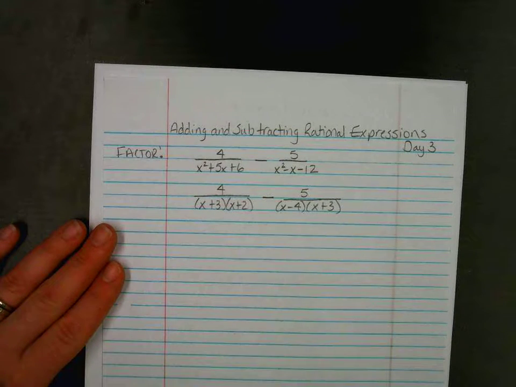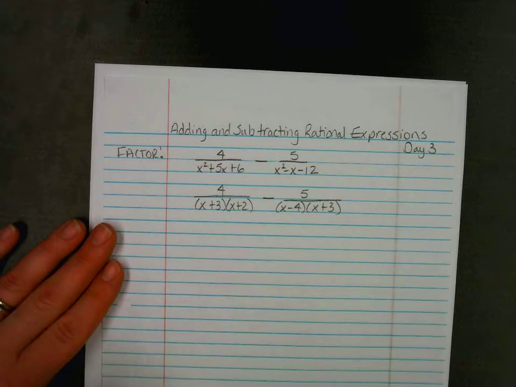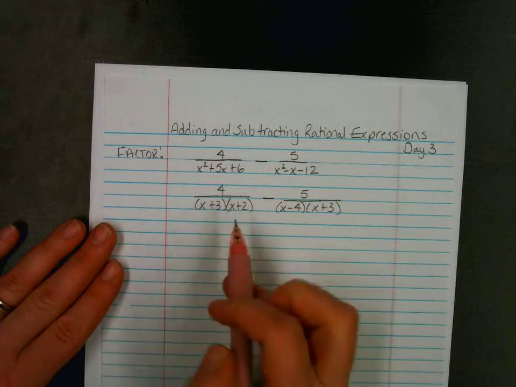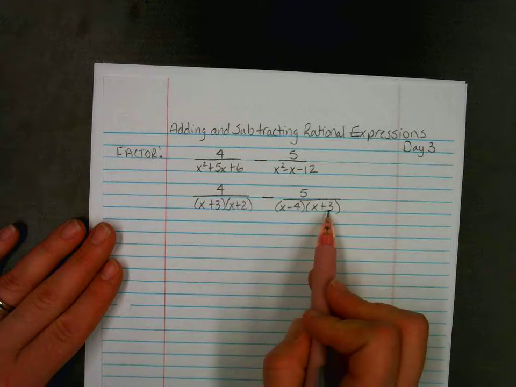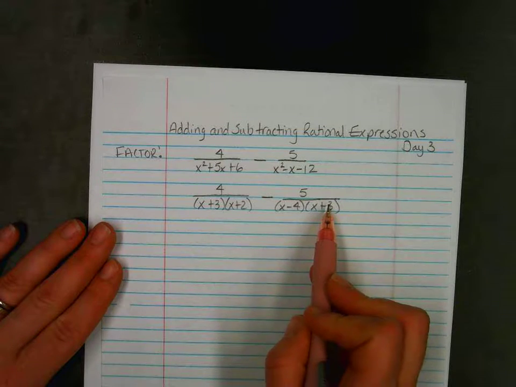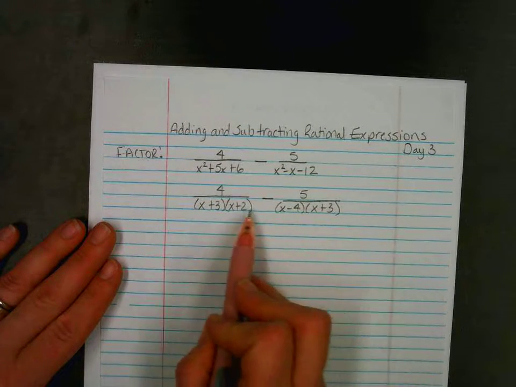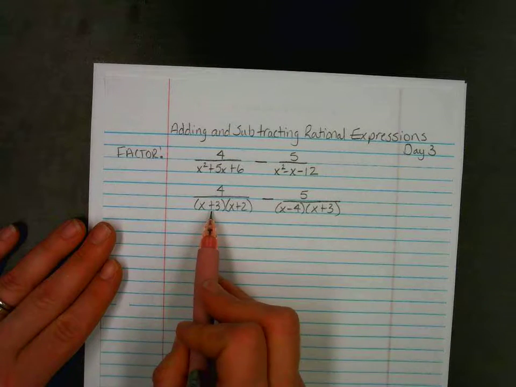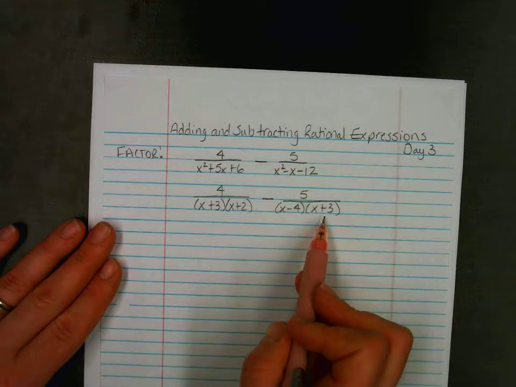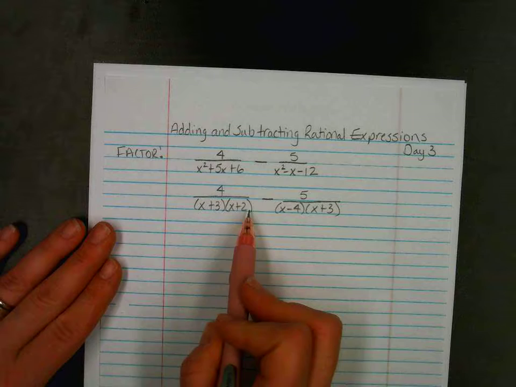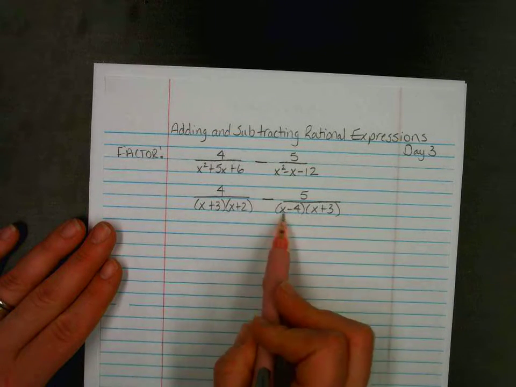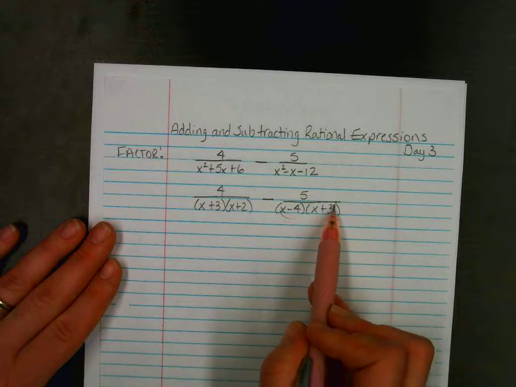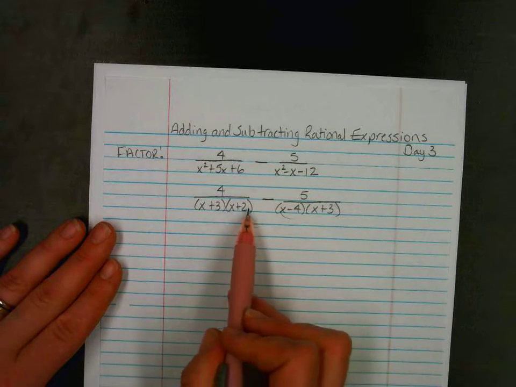Remember, a denominator has to be the same for both fractions. So this expression has an x plus 3 and an x plus 2 in it, and this expression has an x minus 4 and an x plus 3. So in order for these denominators to be the same, we want to include the factor that's missing from the other fraction. So if you take a look here, what are we missing in this denominator? We're missing the x minus 4. What are we missing in this denominator? We're missing the x plus 2.